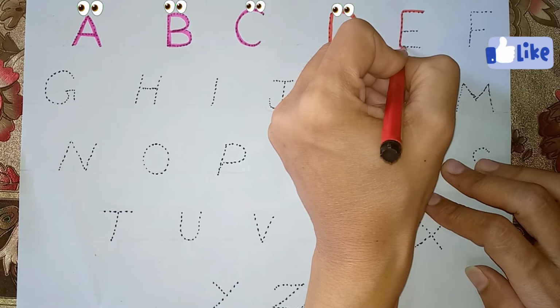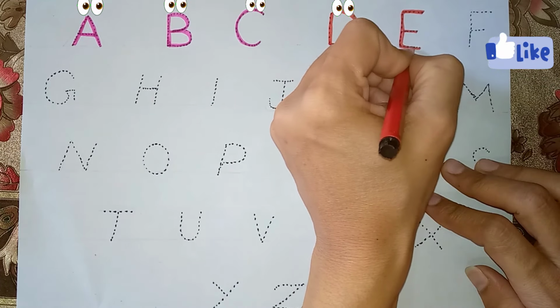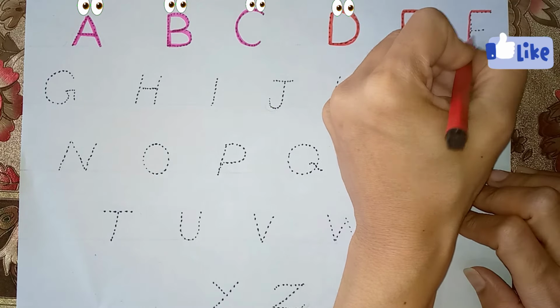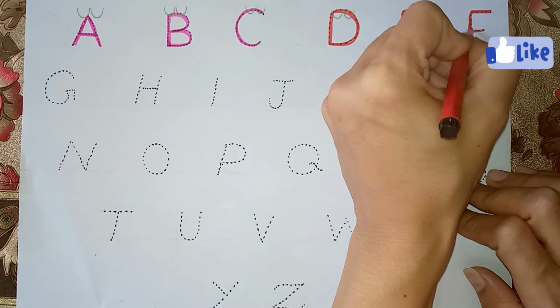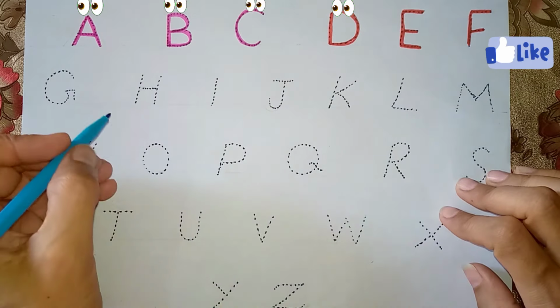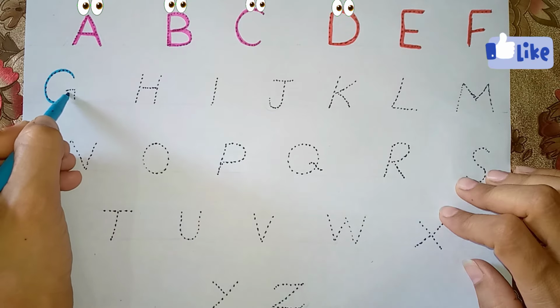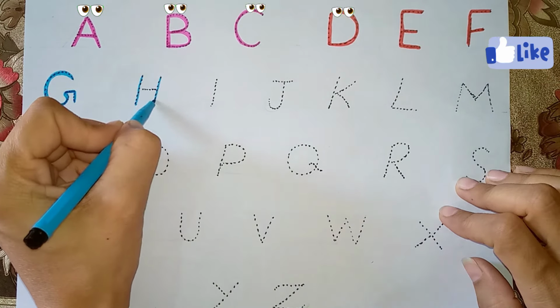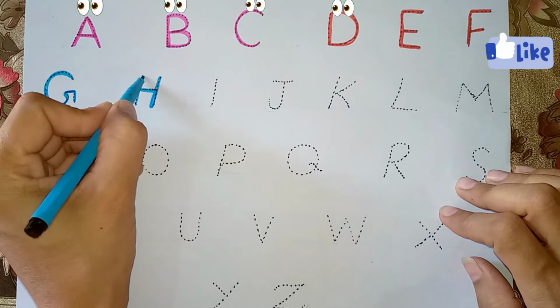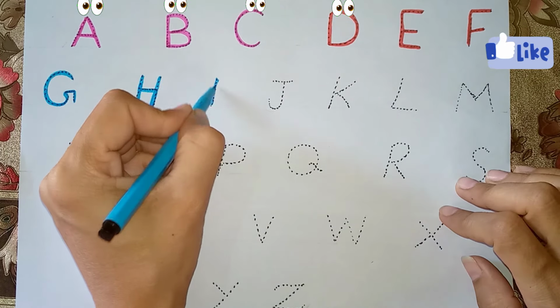Capital D, D for doll. E, capital E, E for elephant. F, F for fish. G, capital G, G for god. H, capital H, H for hen.